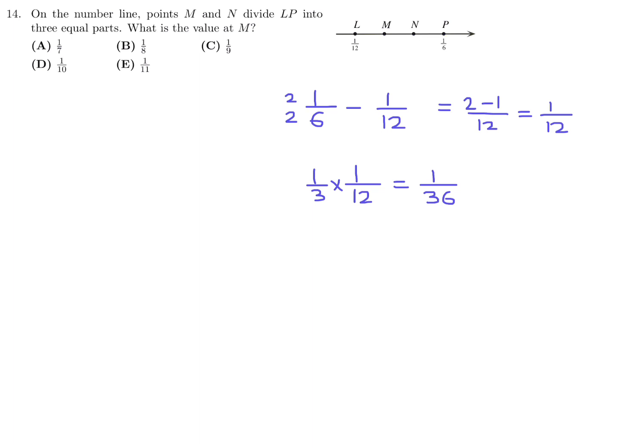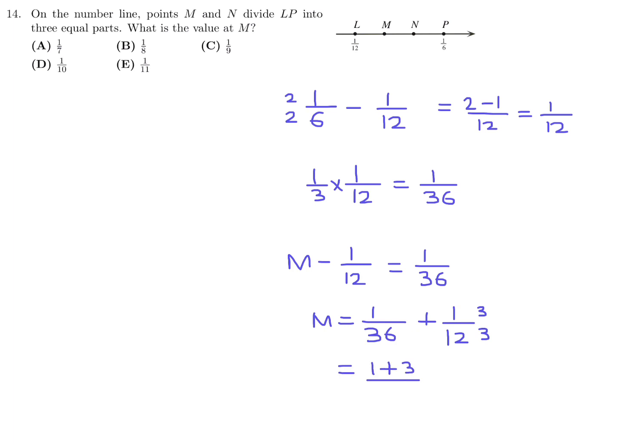Now to figure out M, it is right here. M minus 1/12 has to equal 1 over 36. That's how you figure out the value for M. So M will be 1 over 36 plus 1 over 12. Multiply top and bottom by 3, and you get 1 plus 3 over 36, and that's 4 over 36, which is 1 over 9. And therefore, number 14, the answer is C.